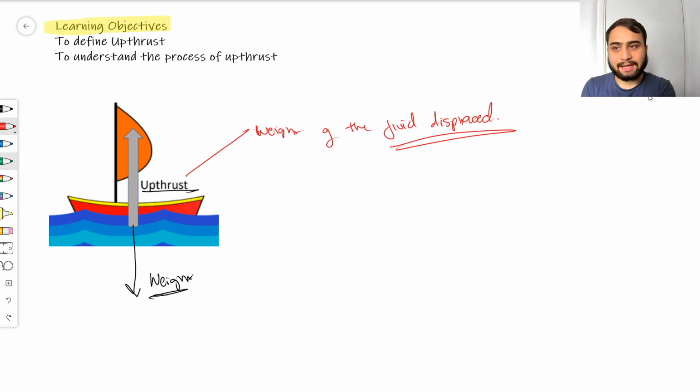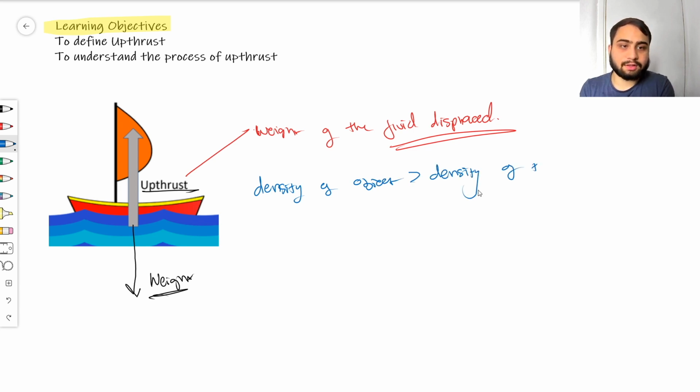So that means that if the density of the object is greater than the density of the fluid, this means that that object will actually never displace a large enough volume to actually weigh enough to actually counteract its own weight. That's because it's more dense. Because it's more dense than actual water itself.